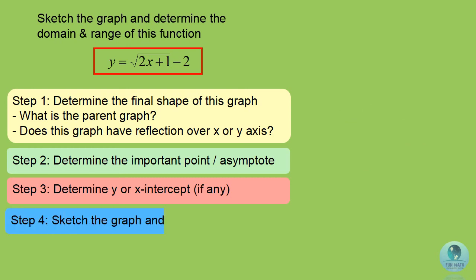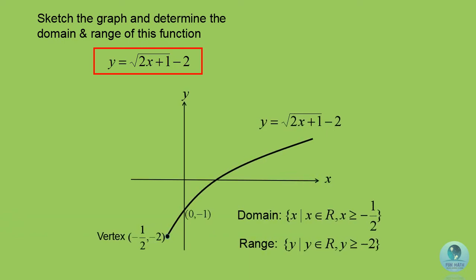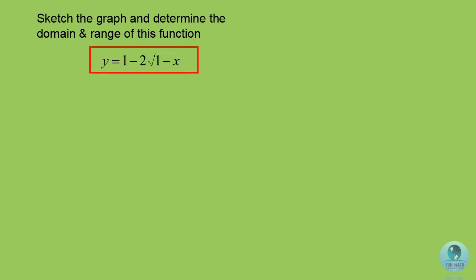So step 4. Sketch the graph and determine the domain and range. This is how the graph looks like. Domain of this function is x greater or equals to -half. Range is y is equal or greater than -2. Now guys, let's try this question using the same technique that I have taught you just now.